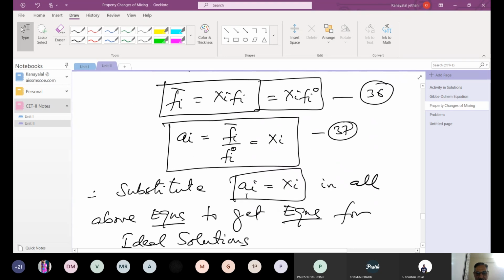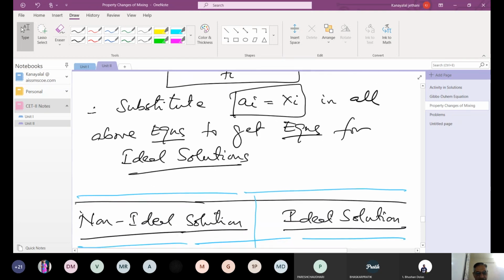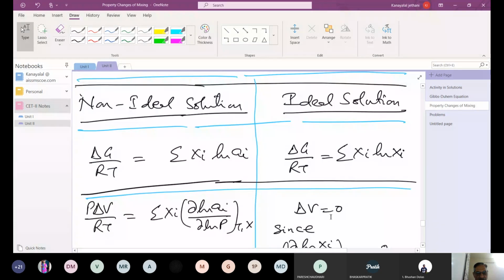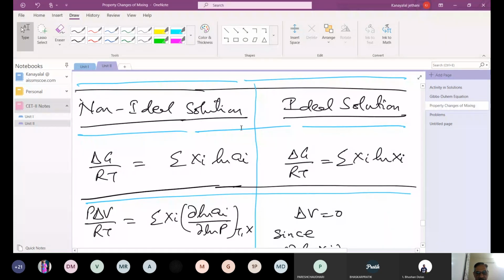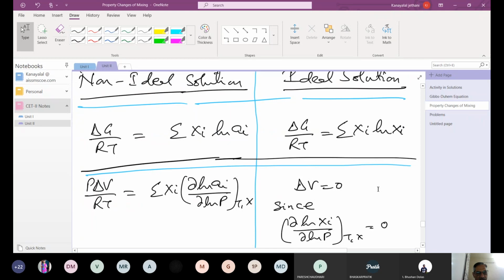So we can substitute ai equal to xi in all the equations which we derived for non-ideal solutions, and we'll get equations for ideal solutions. If you compare the equations for non-ideal and ideal solutions, for Gibbs free energy we have derived delta G by RT is equal to summation of xi ln ai. Now to substitute ai equal to xi, what we'll get is delta G by RT is equal to summation of xi ln xi for ideal solution. So if you know the mole fraction, you can find out delta G for any ideal solution.